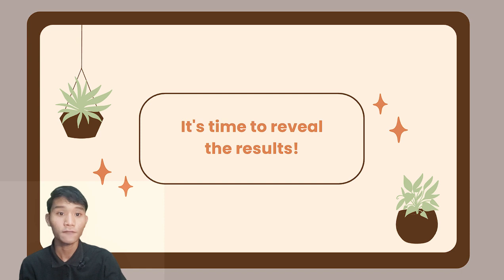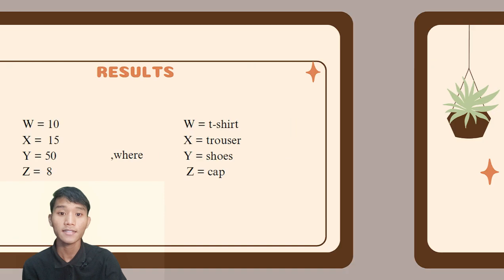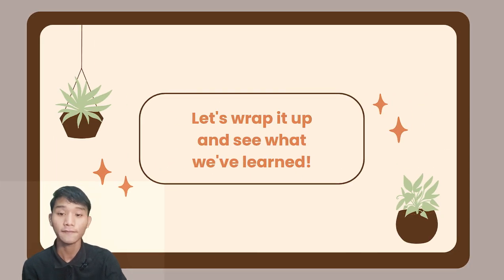So it's time to review the result. And for the result, we get w equal to 10, x equal to 15, y equal to 50, and z equal to 8. Where w represents the t-shirt, x represents the trouser, y represents the shoes, and z represents the cap. And let's wrap it up and see what we have learned.